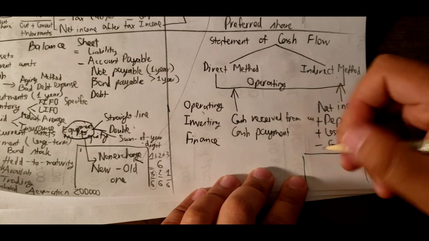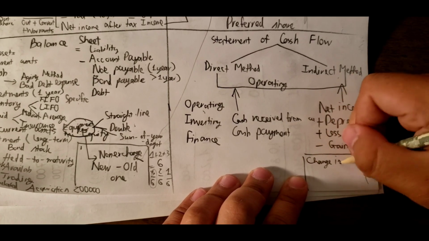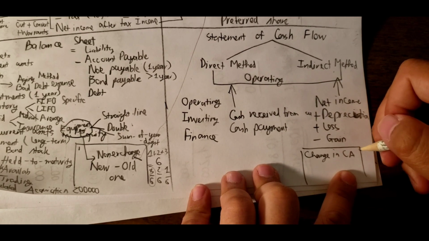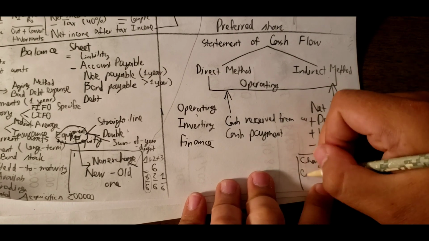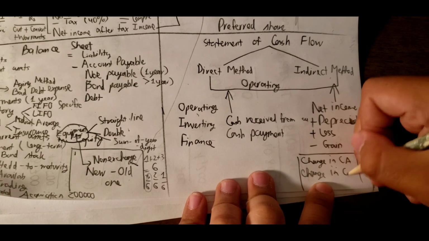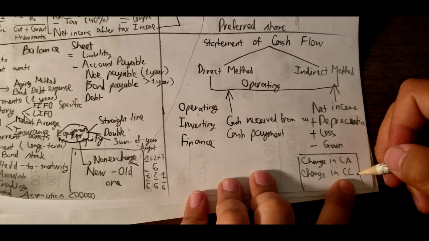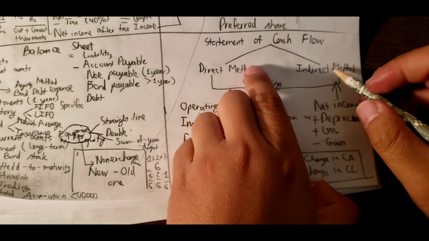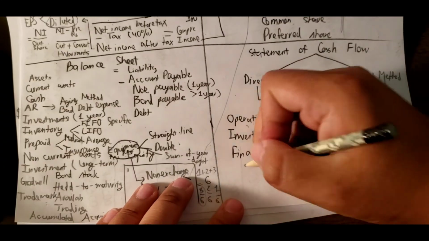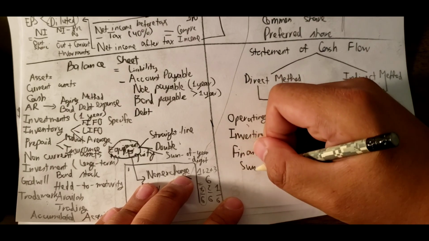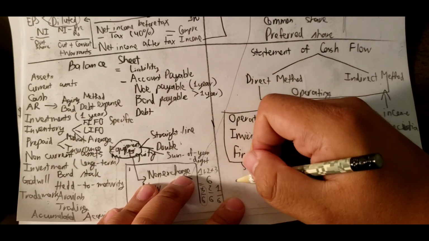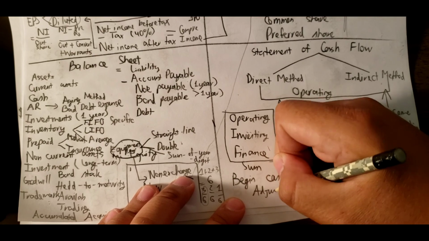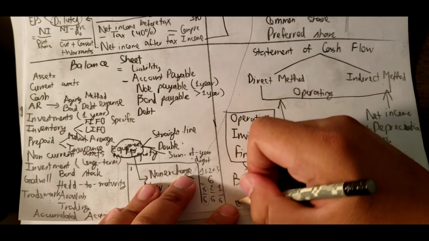And the next one is about change in current assets. If the current assets increase, they will minus. If the current assets reduce, they will plus. Change in current liabilities: if the current liabilities increase, they will plus. If the current liabilities reduce, they will minus. Later we calculate operating. After we calculate everything, we sum all three things together. We have beginning cash, adjustment, and from the sum we have ending cash.